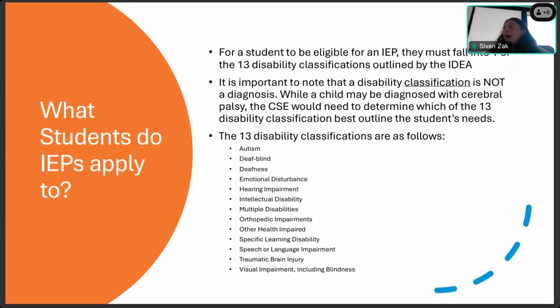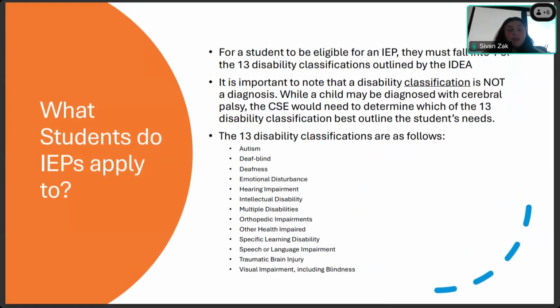So just to quickly go through these disability classifications, there's autism, deaf-blindness, deafness, emotional disturbance, hearing impairment, intellectual disability, multiple disabilities, orthopedic impairments, other health impaired, specific learning disability, speech or language impairment, traumatic brain injury, and visual impairment, including blindness. So as you can see, some of these are much more pointed and much more specific. You can pretty much deduce that if your child has autism, they'll likely be given an autism classification.